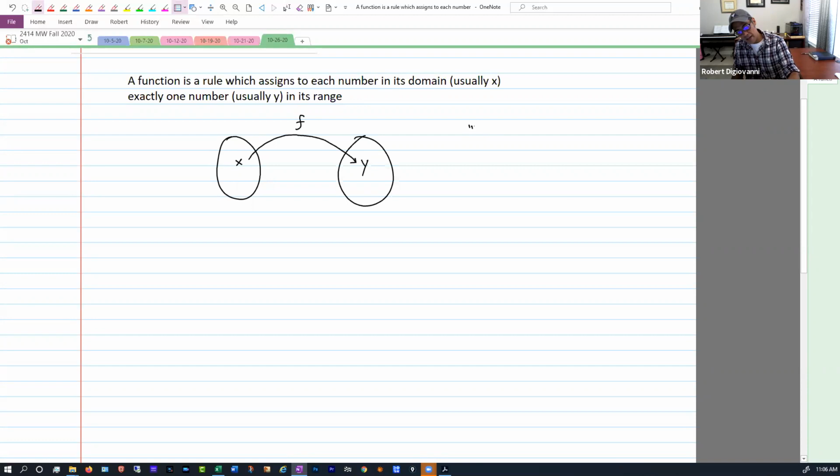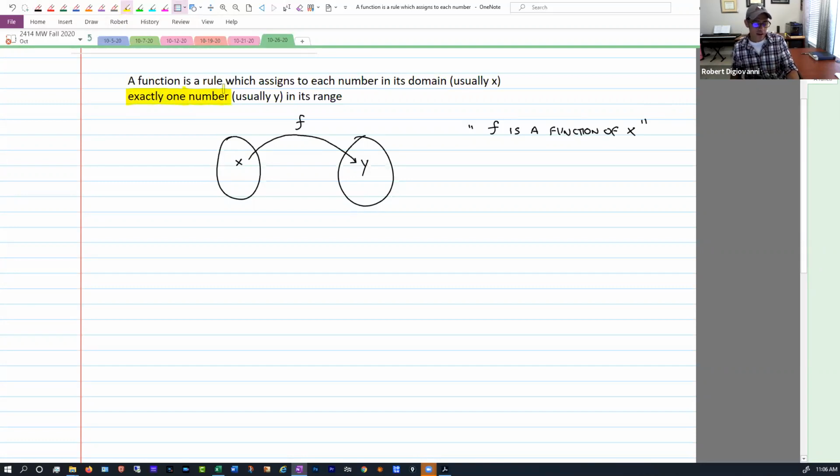This we would say f is a function, f is a function of x, meaning that x goes in and then something comes out, right? But x is the input. And then the function sends that x to exactly, and this is the key word in this definition, exactly one number.